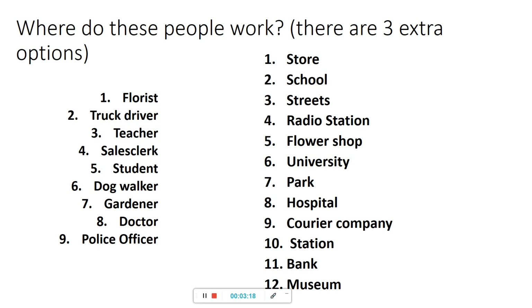Now, we're going to recycle the words. Vamos a seguir utilizando este vocabulario, pero ahora lo vamos a enfocar en otra perspectiva. Where do these people work? There are 3 extra options. So from 1 to 9, we have florist, truck driver, teacher, sales clerk, student, dog walker, gardener, doctor, and police officer. Y de la 1 a la 12, from 1 to 12, lugares donde estas personas podrían trabajar. Match these combinations. Pause the video, write down your answers, and then play the video again.